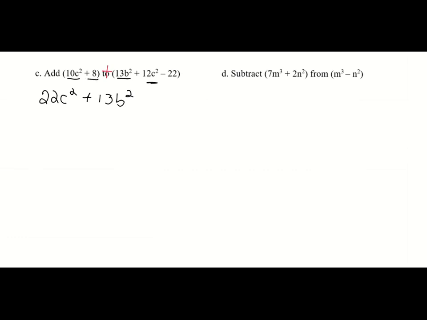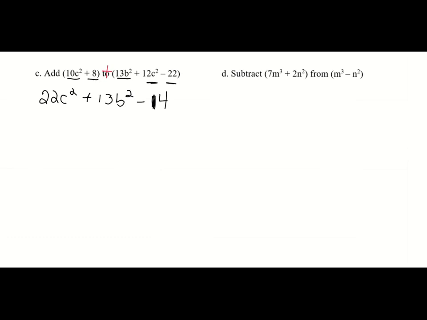And then we have 8 minus 22. So if I do positive 8 minus 22, I end up with negative 14. So our final answer is 22c squared plus 13b squared minus 14.